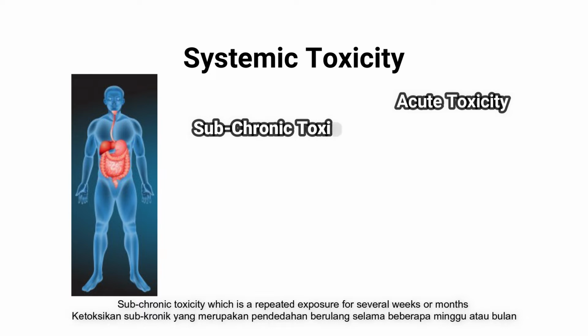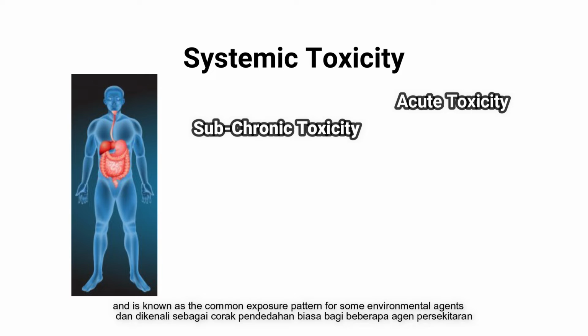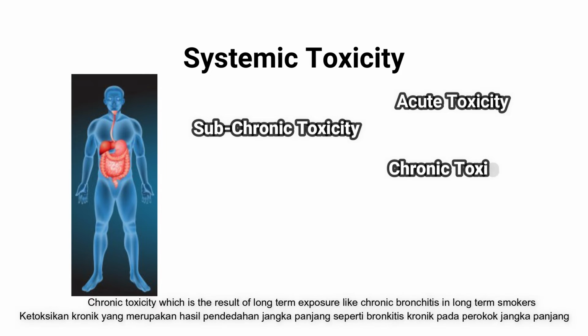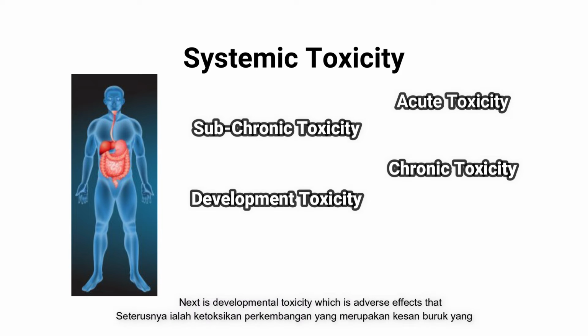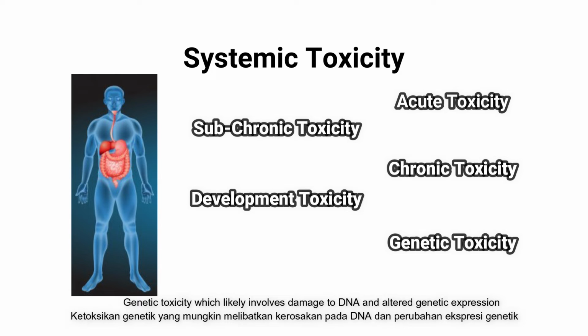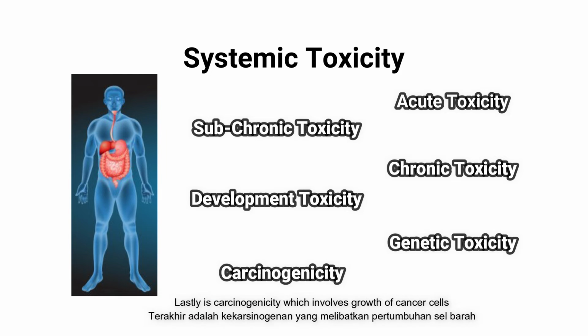Subchronic toxicity is a repeated exposure for several weeks or months, and is known as the common exposure pattern for some environmental agents. Chronic toxicity is the result of long-term exposure, like chronic bronchitis in long-term smokers. Next is developmental toxicity, which is adverse effects that relate to the developing embryo or fetus. Genetic toxicity likely involves damage to DNA and altered genetic expression. Lastly is carcinogenicity, which involves growth of cancer cells.